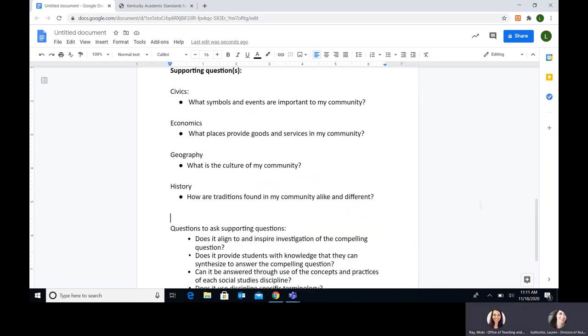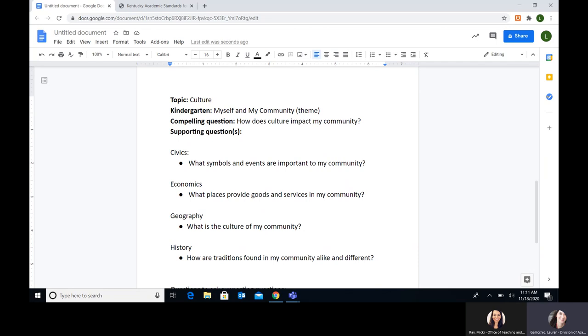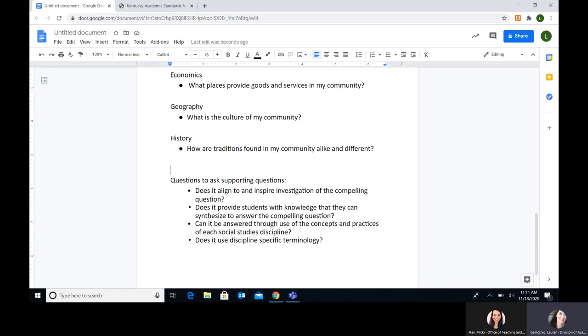Does it provide students the knowledge they can synthesize to answer the compelling question? Yes, because traditions are a part of culture, and this is very foundational to that understanding of culture. There are traditions in your community that are a component of culture, so traditions are the foundation to that larger idea of culture. Can it be answered through the use of the concepts and practices of each social studies discipline? Yes, because we're looking at it through a history lens right now. And does it use discipline-specific terminology? Yes, because traditions is one of the terms found in the history strand that will grow in complexity as a kid gets older and more sophisticated in their study of social studies.